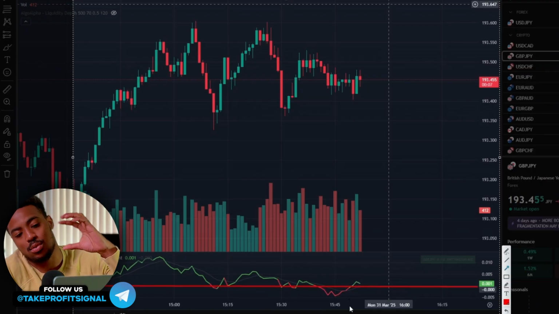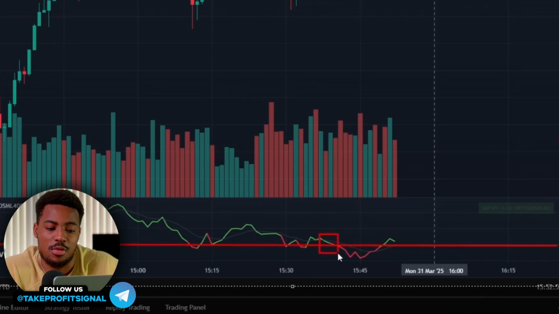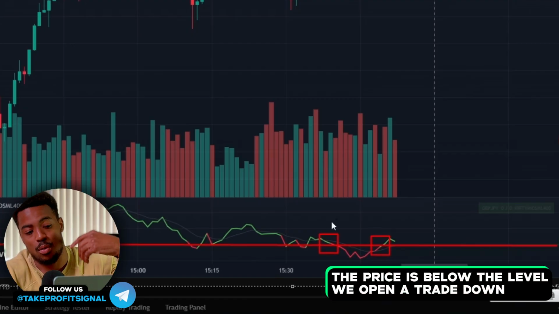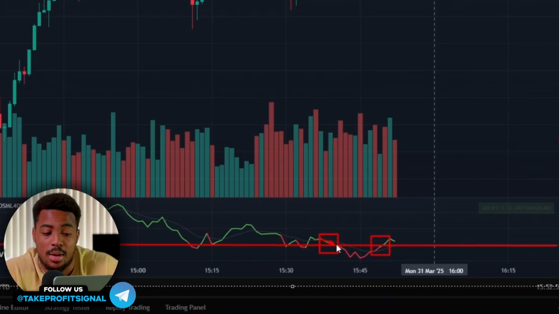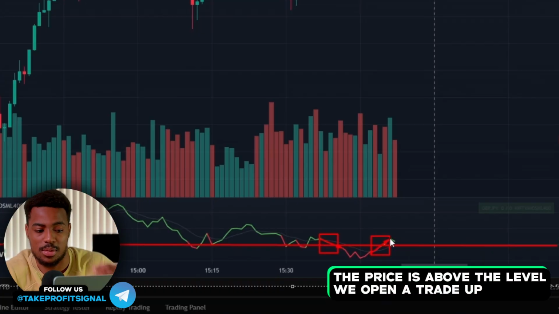Our task is to look at the crossover between the level and our moving average. If the price goes below this level, we open a trade down. And if the price goes above this level, we open a trade on the upside.